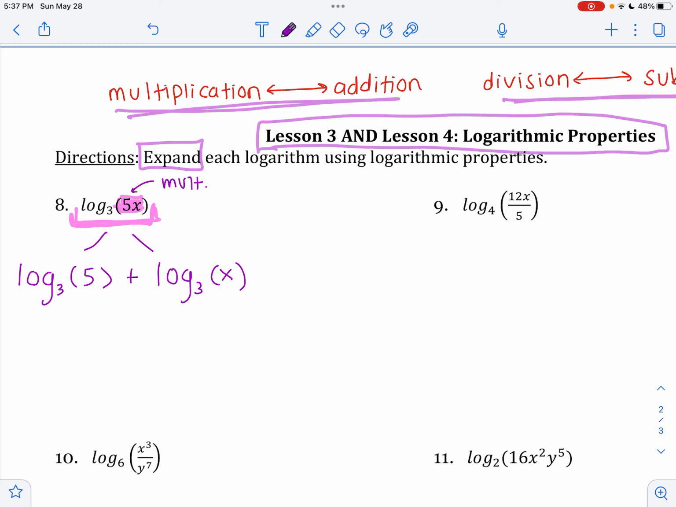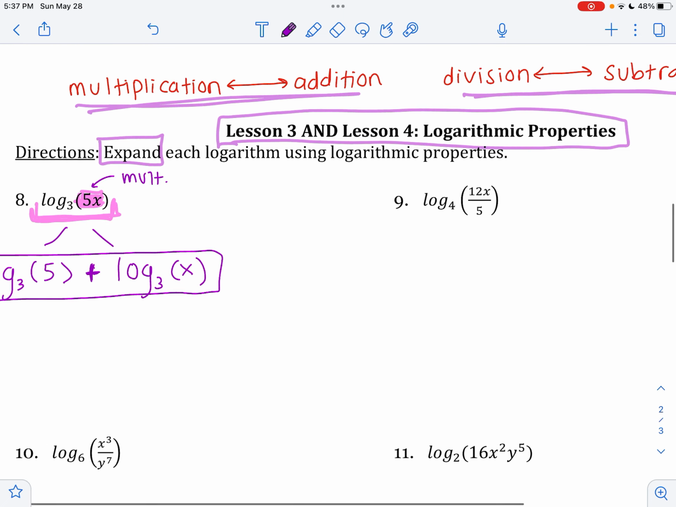You're taking each piece of this. You have a 5 and you have an x, and you're going to be adding. Again, we add because it goes with multiplication here, okay? And we're going to be adding these 2 logs together. That's your final answer. It's expanded. We're done. Remember, when we expand, there should only be one number or one letter in each parenthesis, and we're done. So it's good.